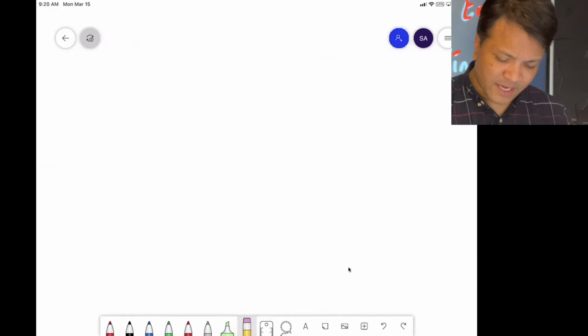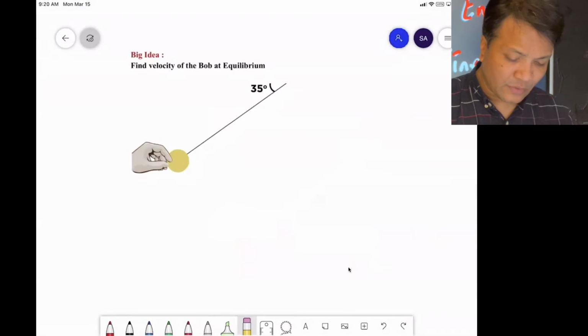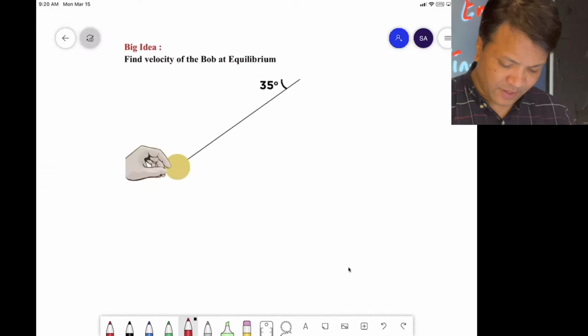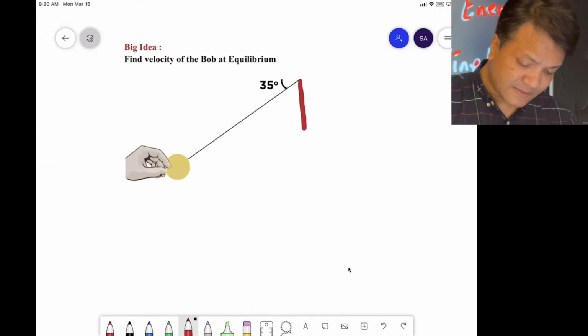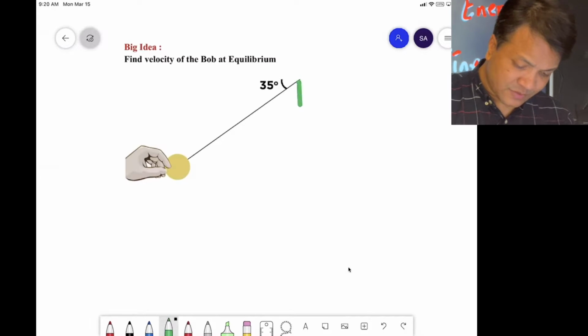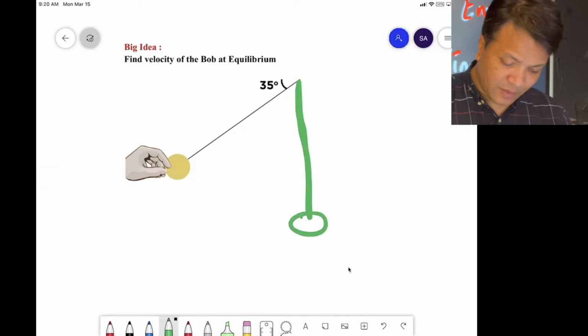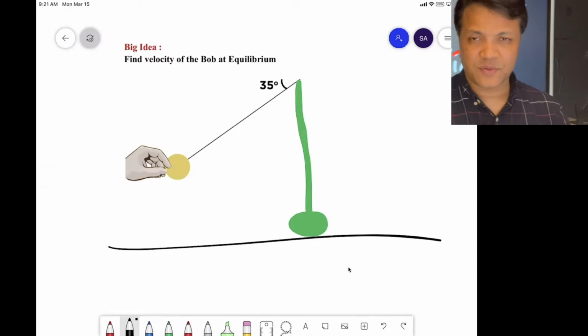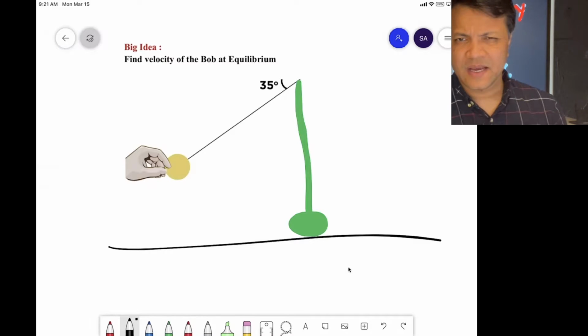Okay, now let's check problem number 2, and that is the big challenge. All right, so here's what we want to find. We want to find the velocity at the equilibrium. So let's draw the equilibrium. Equilibrium is a point where the height from the bob to the ground is 0. So if you draw a ground, the height from the bob is 0, and there is another reason this is equilibrium, because the net force acting at that location is 0.